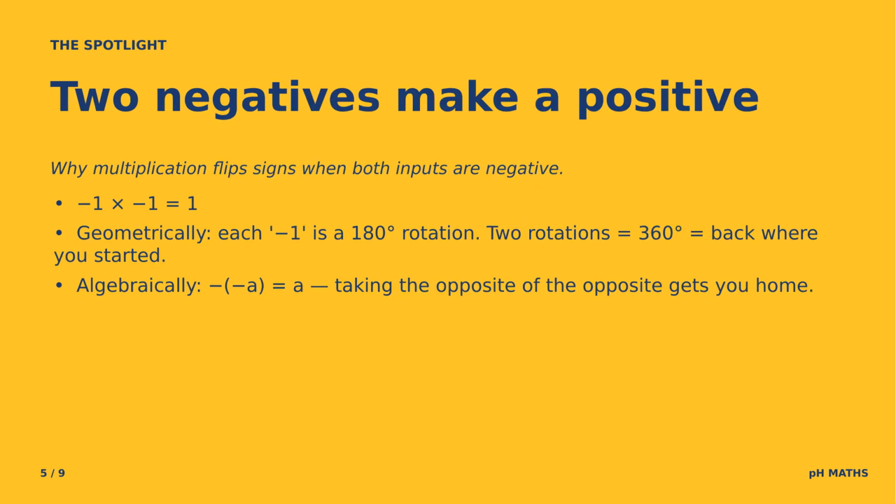Two negatives make a positive. -1 times -1 equals +1. Why? Well, there are two ways to see it. Geometrically, view multiplying by -1 as a 180-degree rotation. Two of those is 360 degrees, back to where you started. Algebraically, minus the opposite of a is just a. Taking the opposite of the opposite gets you home. That's the rule that breaks the sign in inequality manipulation, so handle it with care.